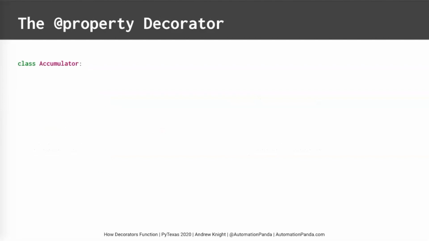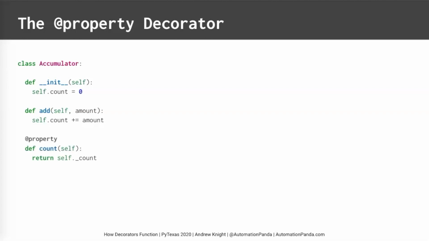Next, let's take a look at the property decorator. To show how to use it, we'll create a class called Accumulator to keep count of a tally. Accumulator's init method initializes a count attribute to 0. An add method adds an amount to the count. So far, nothing unusual.